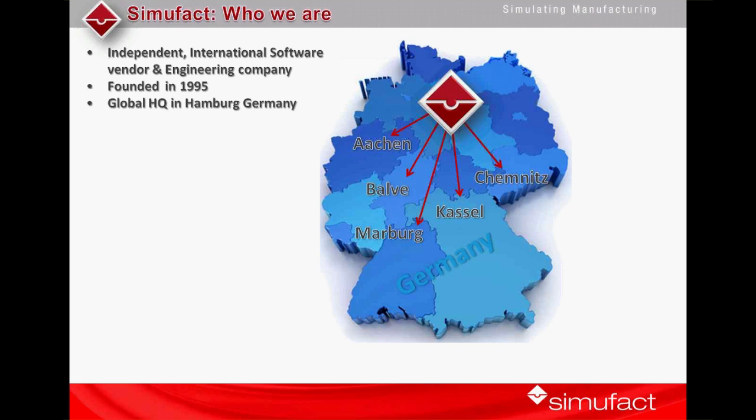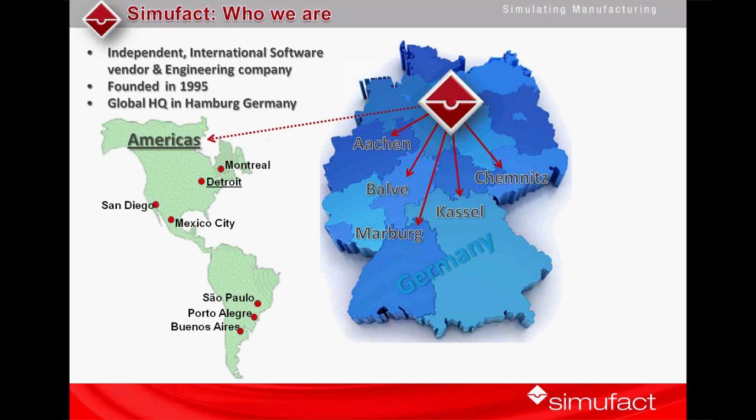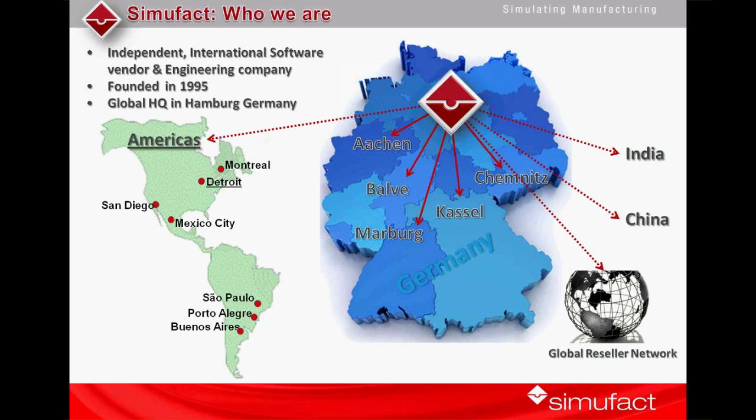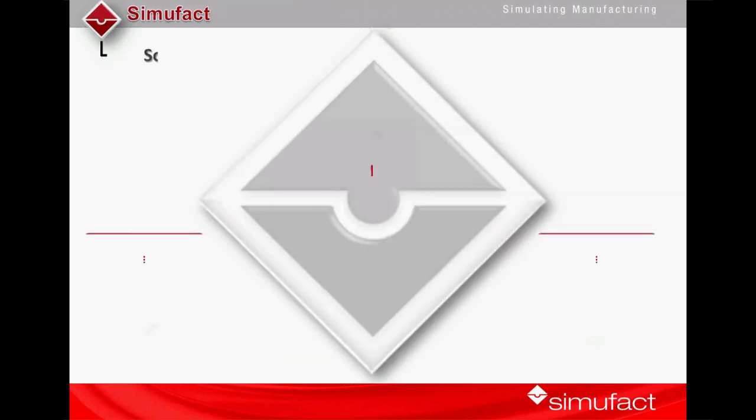We are a company that's located in Hamburg, Germany. We're an independent international software vendor founded in 1995. Apart from our offices in Germany, we have an operation in the Americas, for which I'm responsible. We are located in the Detroit area, and we also have local sales and customer support in San Diego, Montreal, Mexico City, and for South America, Sao Paulo, Porto Alegre in Brazil, and Buenos Aires in Argentina. Furthermore, we have offices in India and China and operate a global reseller network.